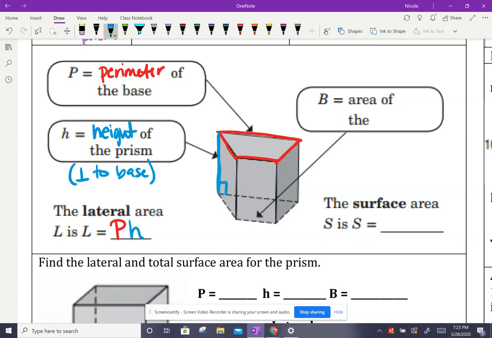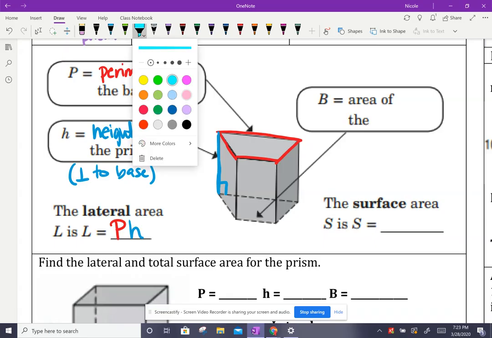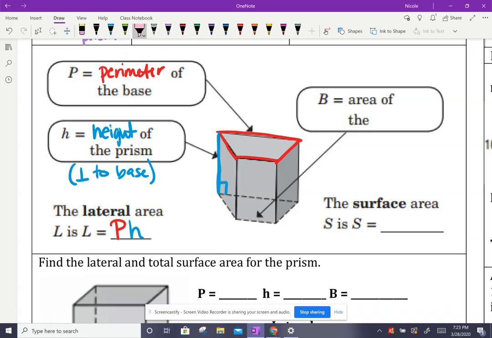Now, what does the lateral surface area mean? The lateral surface area is the area around your shape that is not including the bases. It is all of the stuff that's wrapped around the height of your prism. So that is our lateral surface area.